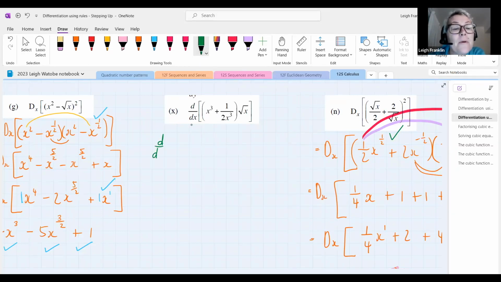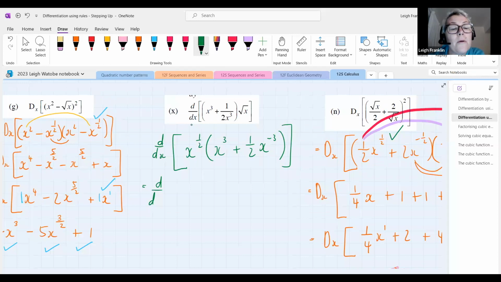So I changed the root x to x to the power of half. Lovely. And I changed the 1 over 2x to the power of 3 to half x negative 3. Lovely. Beautiful. Well done. Keep going. And below that, I have x to the power of 7 over 2. Okay, nice. Good job. Plus a half. X to the power of negative 5 over 2. Excellent. Well done. Very good.